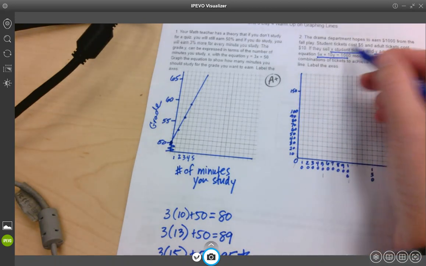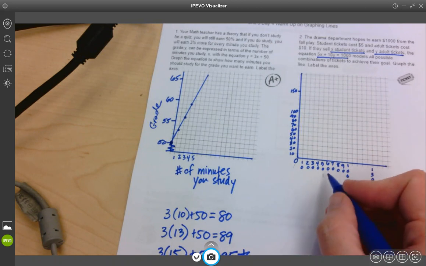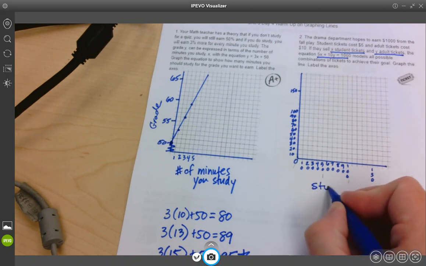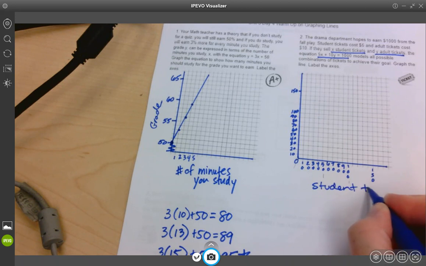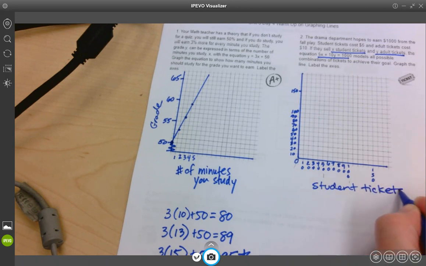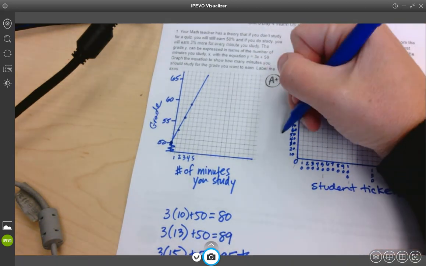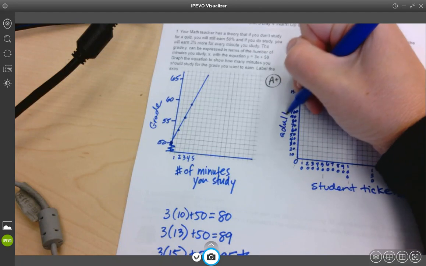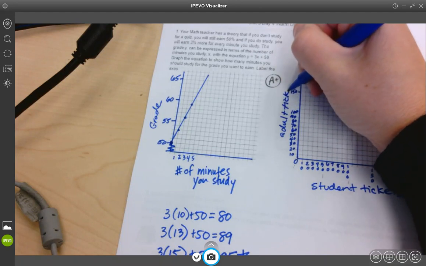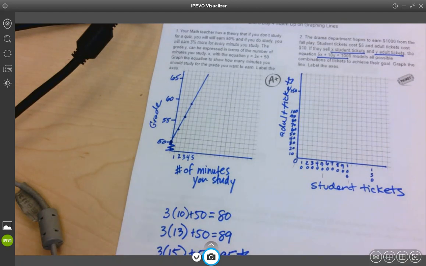Excellent. So I'm going to start with labeling the axes because it tells me X student tickets. So student tickets are here. And Y adult tickets. Okay.